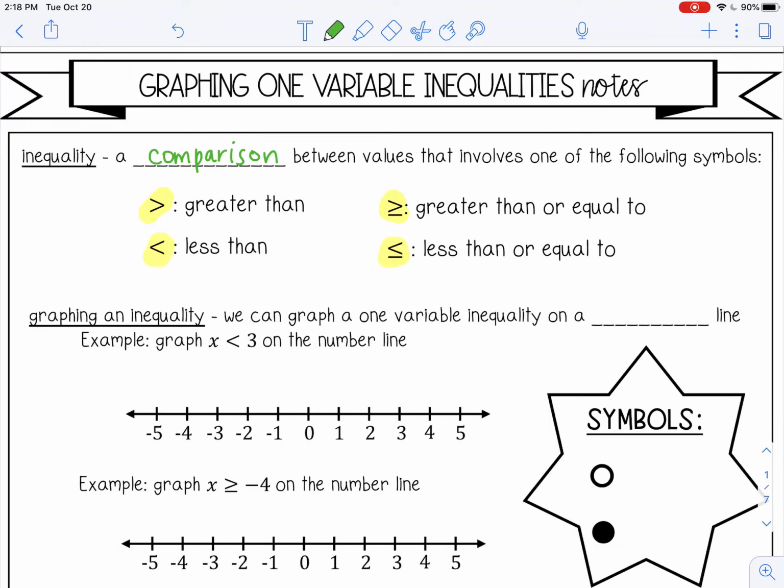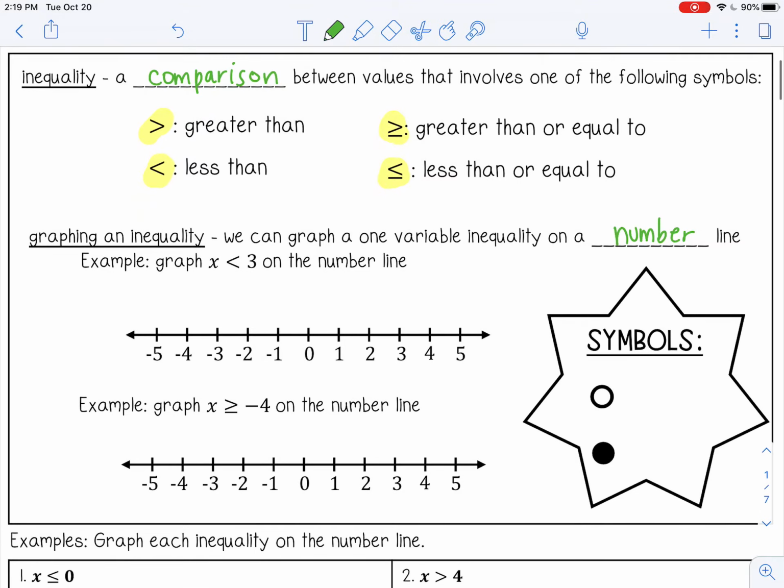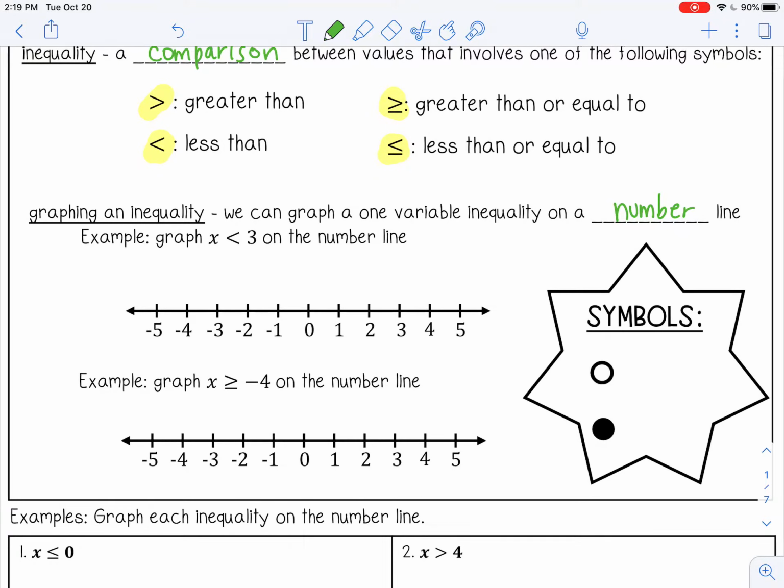For graphing an inequality, we can graph a one-variable inequality on a number line, which is like these that you see below with the arrows. So for example, if I wanted to graph x is less than 3 on the number line, first of all, when you graph, there's two different symbols that you can use. You can use an open circle, and that's for less than and greater than. Or you can use a closed circle for less than or equal to, greater than or equal to.